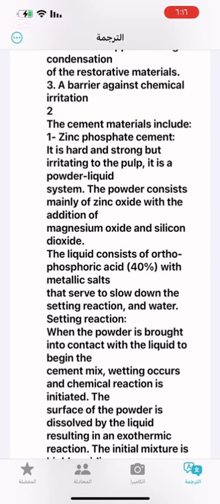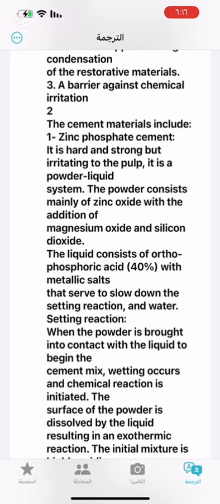1. Zinc phosphate cement. It is hard and strong but irritating to the pulp. It is a powder-liquid system. The powder consists mainly of zinc oxide with the addition of magnesium oxide and silicon dioxide. The liquid consists of orthophosphoric acid, 40%, with metallic salts that serve to slow down the setting reaction, and water.